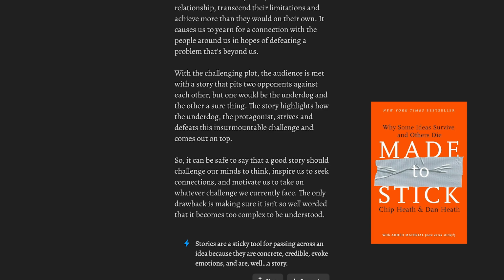The only drawback is making sure it isn't so well worded that it becomes too complex to be understood. Stories are a sticky tool for passing across an idea because they are concrete, credible, evoke emotions, and are, well, a story.